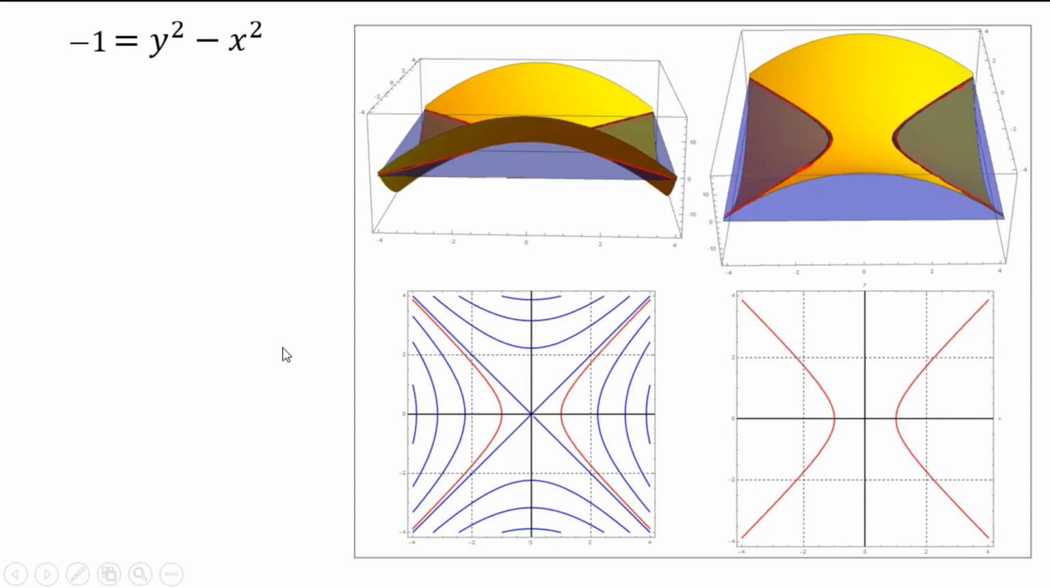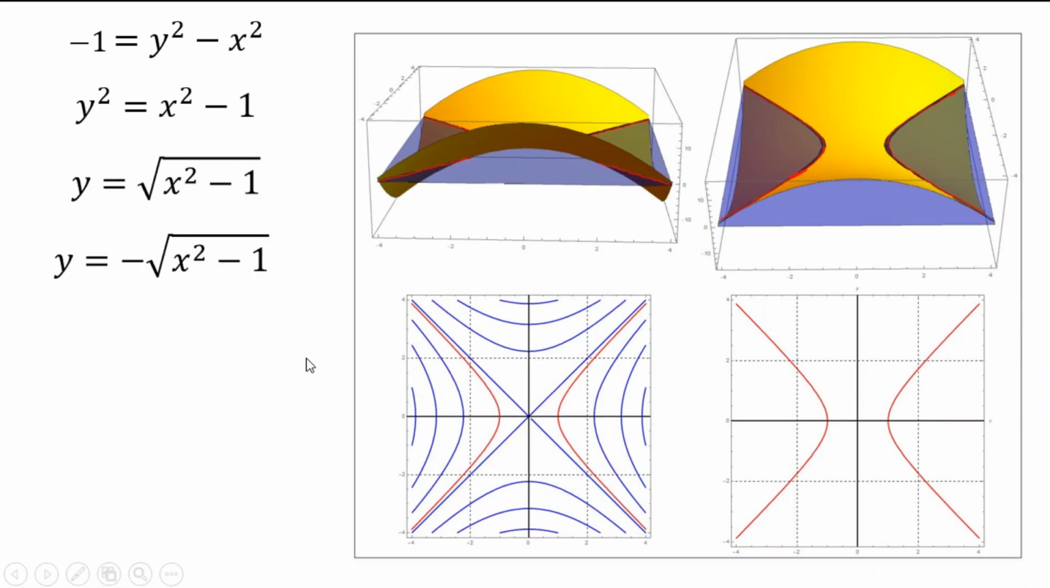Let's look at another one. Here we have -1 equals y squared minus x squared, and that's going to be the two equations y equals square root of x squared minus 1 and y equals negative square root of x squared minus 1. So my region where my y values are undefined is even smaller. There's no y value when x equals 0, no y value when x equals 1/2, but when x is equal to 1, I get 1 minus 1, which is 0, so y equals 0.